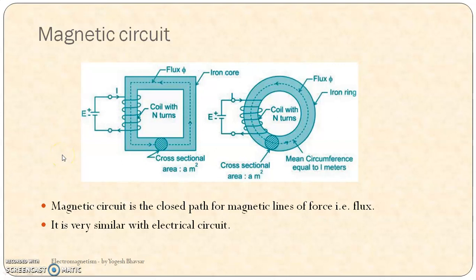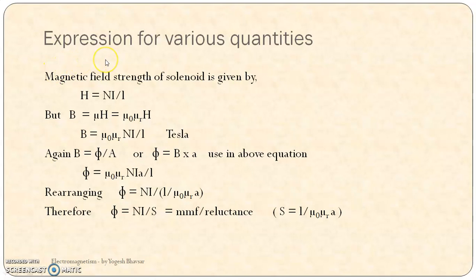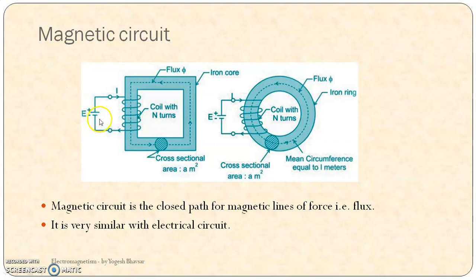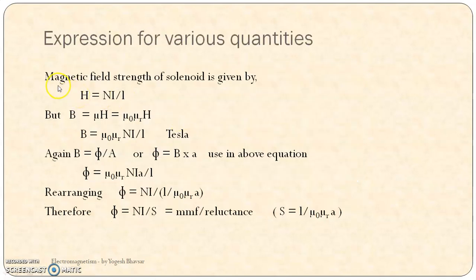So I hope you understood what a magnetic circuit is. Now the various expressions for this magnetic circuit: E is the supplied voltage, I is the current flowing through the conductor, N is the number of turns, phi is the flux, A is the cross-sectional area of the magnetic circuit, L is the length, S is the reluctance, and H is the magnetic field strength. The magnetic field strength of the solenoid is given by H equal to Ni by L, where N is the number of turns, I is the current, and L is the length.